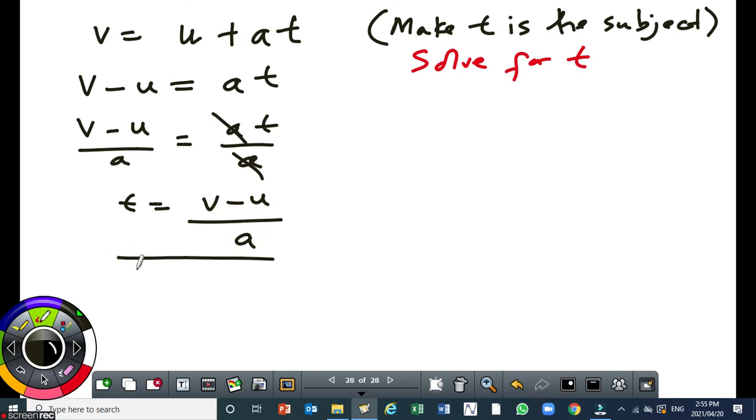So I've solved here for T. I need to emphasize this: when you're doing literal equations, it doesn't mean that you are supposed to get a specific value for the variable. It means you're just finding a formula for that specific variable. So this formula here can be used to determine the time, if you know the final velocity, the initial velocity, and the acceleration. Don't worry about those terms because you are going to encounter them later on.